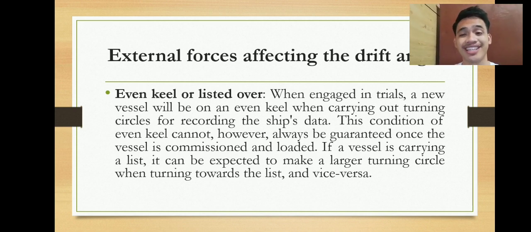So, even keel or listed over. When engaged in trials, a new vessel will be on an even keel when carrying out turning circles for recording the ship's data. However, this condition of even keel cannot always be guaranteed once the vessel is commissioned and loaded. So if a vessel is carrying a list, it can be expected to make a larger turning circle when turning towards the list, and vice versa.